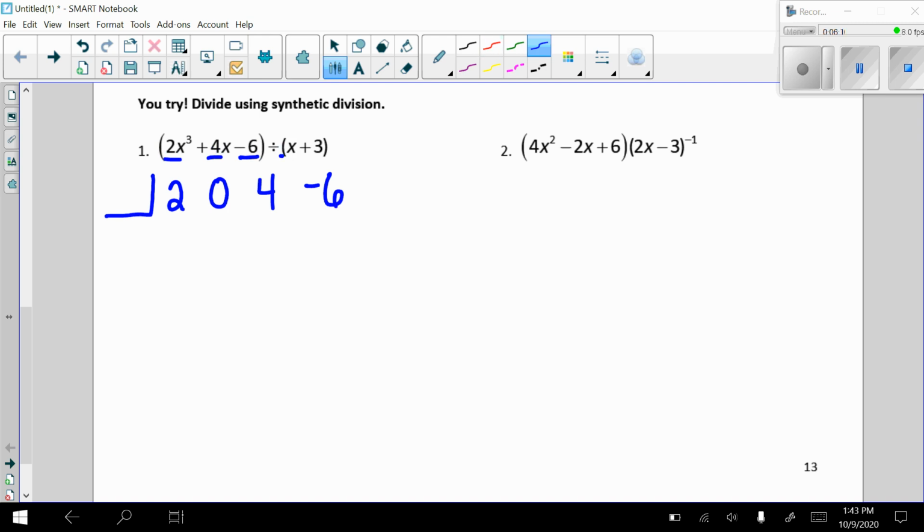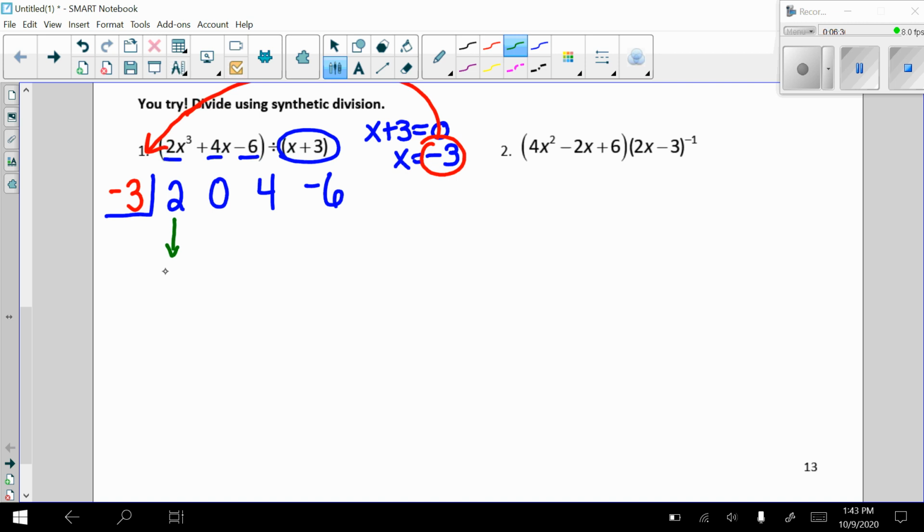Now what we're going to do is we will take x plus 3 and set it equal to 0 and solve. When we solve, we get negative 3, and what we're going to do with the negative 3 is we're going to put it in the pocket. So we put our negative 3 there. We've set it all up, and now we start.